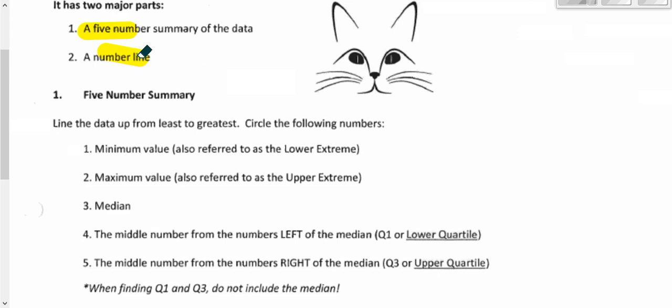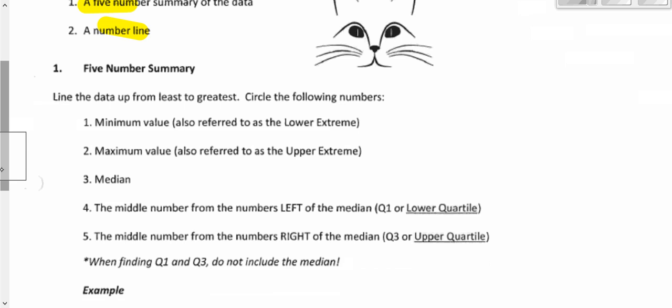So what is in this 5-point summary? Two of them are super easy, the minimum value and the maximum value. Your minimum is the smallest number in your data set. The maximum value is the biggest number in your data set. The third is the median, the middle. When we order it from least to greatest, the median is that middle number.